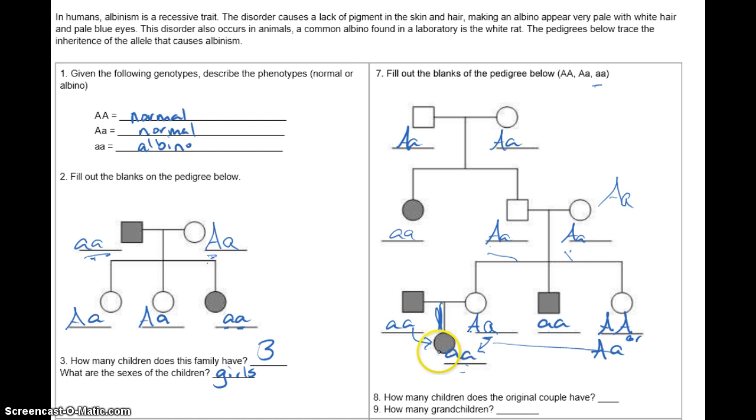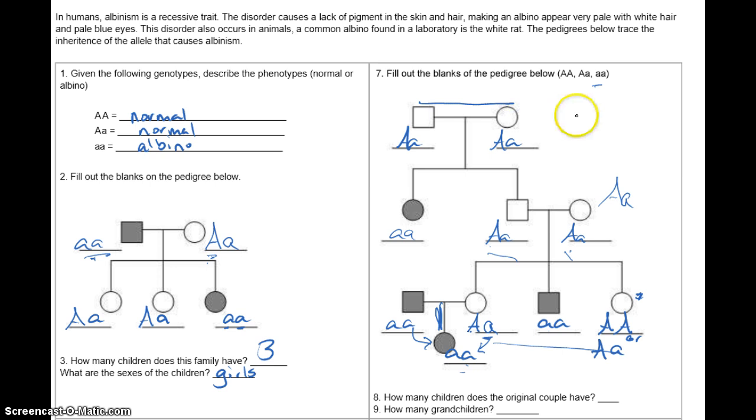If we didn't have that information, it would be like this daughter over here, where we know that she's normal, she doesn't have albinism, but we don't know whether she's homozygous dominant or heterozygous. But we can go through and answer questions number 8 and number 9. How many children does the original couple have? Well, our original couple is this first couple up here.